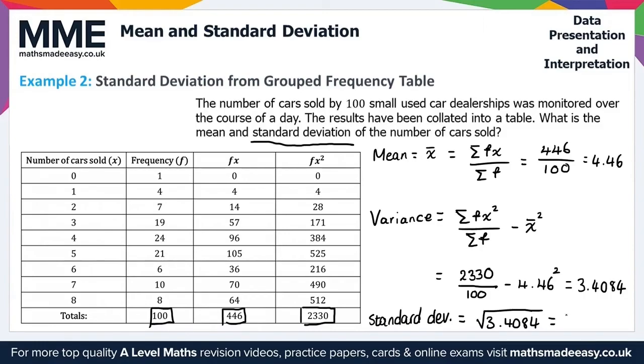And if we evaluate this on our calculator and give this solution to 3 decimal places, that would give us 1.846. Okay, and that gives us our standard deviation and our mean there. So that gives the solution to example 2 on mean and standard deviation.